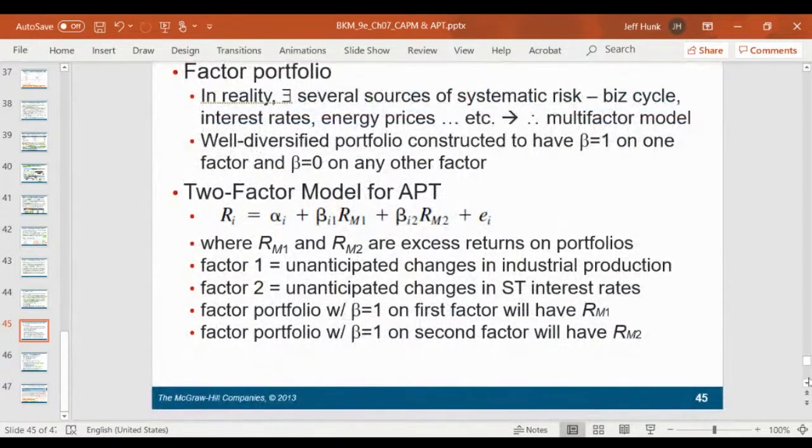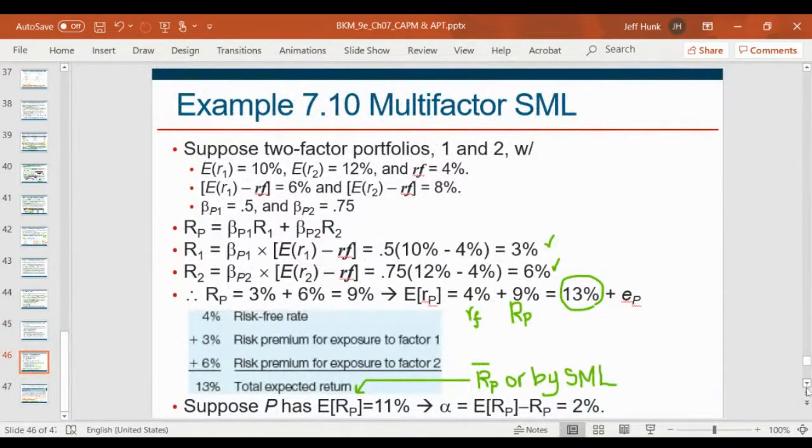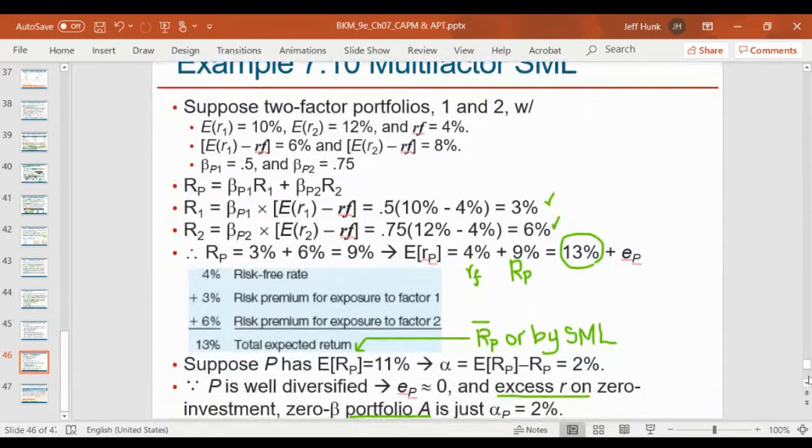And so basically, let's say we have identified two macroeconomic factors, right? And each of these macroeconomic factors have expected return of 10% and 12% respectively, and the risk-free rate is 4%.